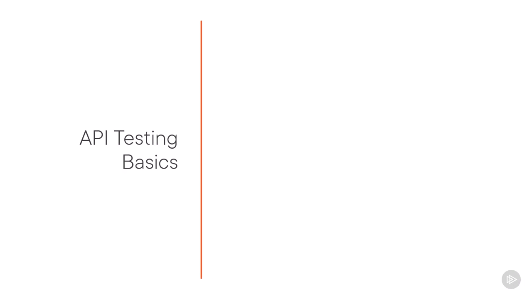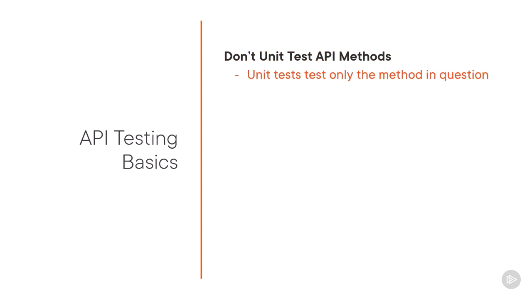Now, when we talk about API testing, we should be clear that we are not talking about unit tests, or at least not my definition of unit tests, even though there are some variations. My definition is unit tests only test the method under test, and they only test your code. They don't test dependencies. Only test the method, right? So if we're talking about an API, we're talking about an endpoint or a controller action.